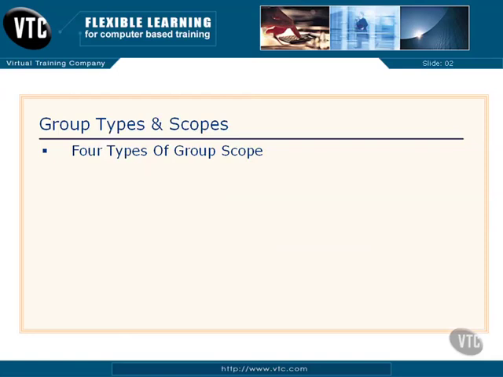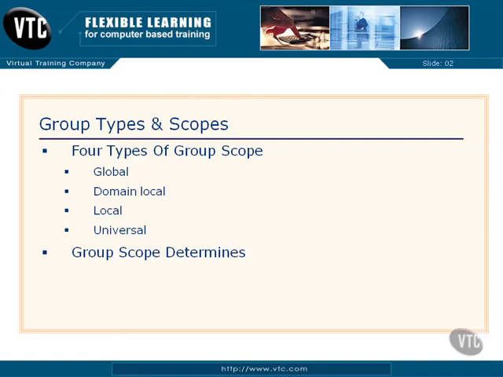Now let's talk about the group scope, and this is really talking about security groups. You will read or hear about global groups, domain local groups, and universal groups. Now let's talk about these different groups and how you can use those. Now the group scope, whether it's global, domain local, or universal, determines three characteristics.